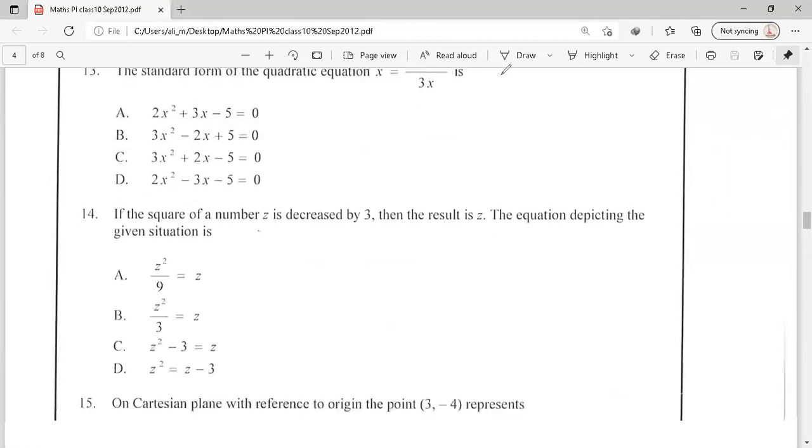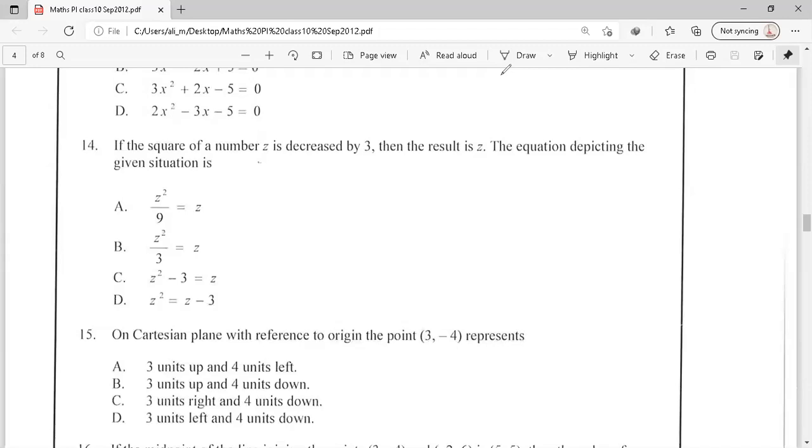Then let's move to our question number 14. If the square of a number z is decreased by 3, this means that z square minus 3. The result is equal to z. So the equation depicting the given situation is in our option C. So C is the right answer.